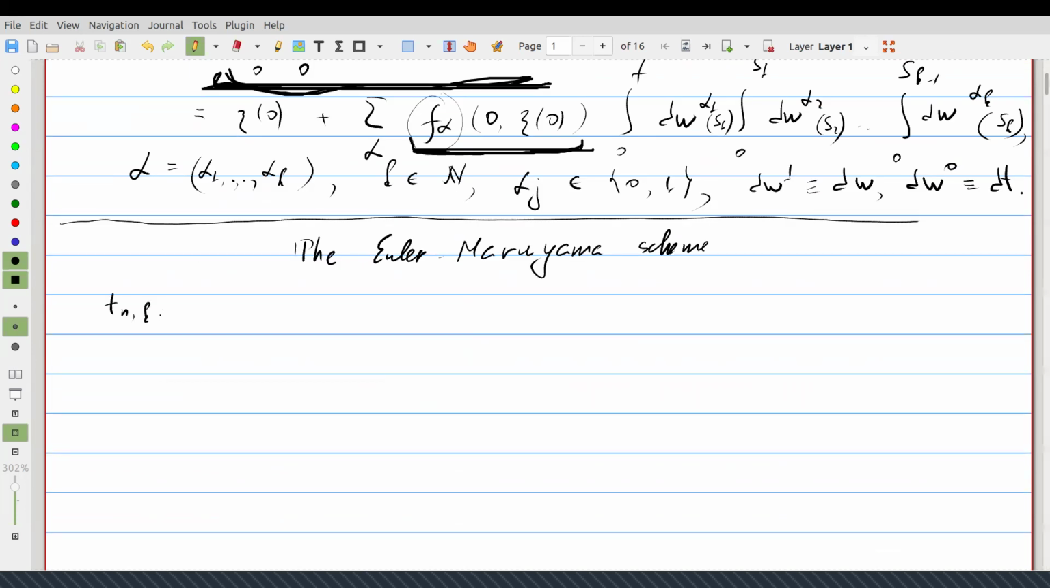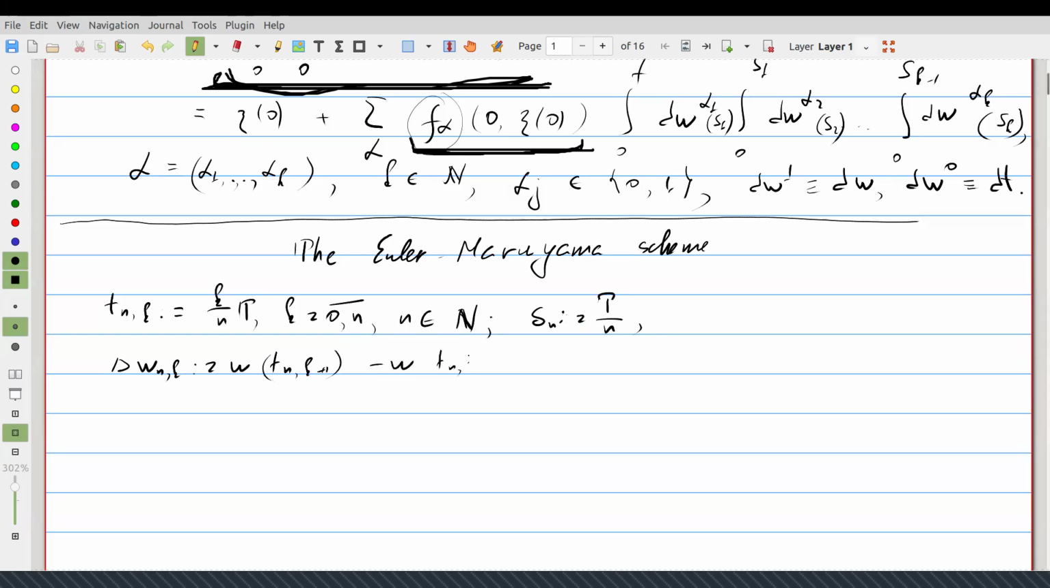So let us introduce t_k = kT/N, where k ranges from 0 to N, and N is a positive integer. Delta_N is just T divided by N, the size of the partition, the step of our partition, and ΔW_{N,k} is W(t_{N,k+1}) minus W(t_{N,k}). These are random values that are used to define our numerical scheme.